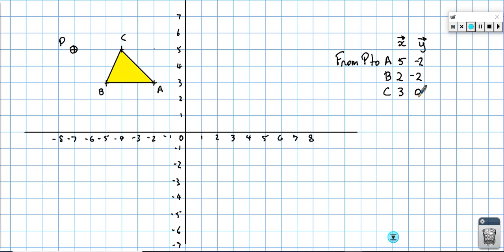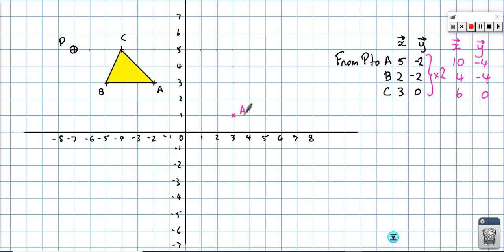The enlargement is by a scale factor of 2, so what I'm going to do now is multiply those by 2. And I get my new results. Multiplying by 2, I get 10 and minus 4, I get 4 and minus 4, and I get 6 and 0. So let's do it now. From P to my new point A is going to be plus 10 on the x, and minus 4 on the y. So this is my new point A.